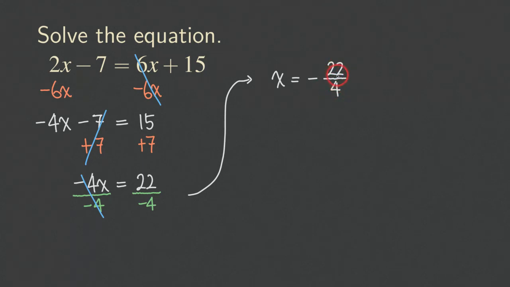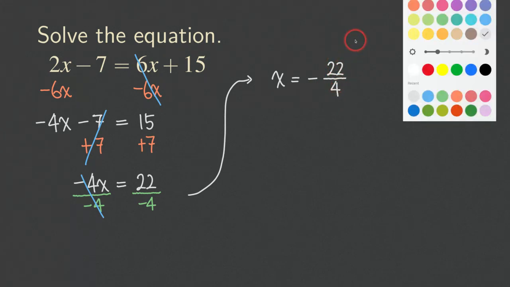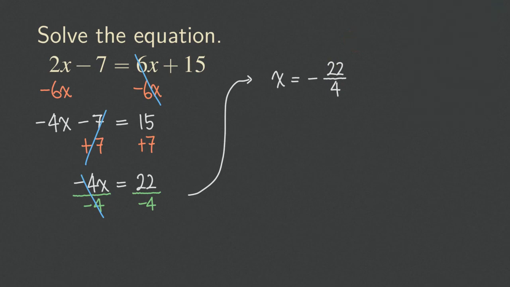So it turns out that we can actually divide top and bottom by 2. So we can do that. If we do that, then we are going to get what? We are going to divide 22 by 2, then you are going to get 11. If you divide the 4 by 2, then you're going to get the 2. So our final answer will just be x equals negative 11 over 2. And so that's the value that will satisfy the original equation, 2x minus 7 equals 6x plus 15.